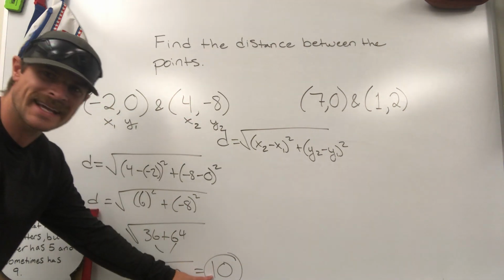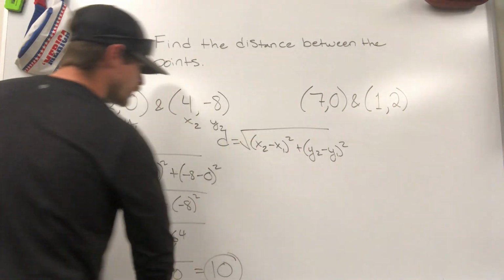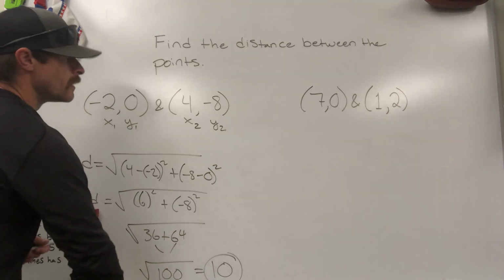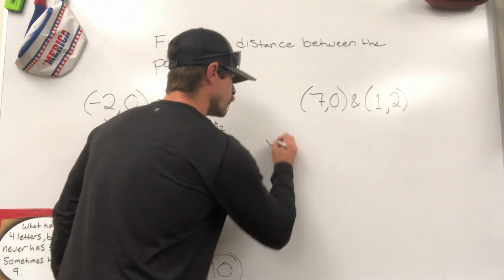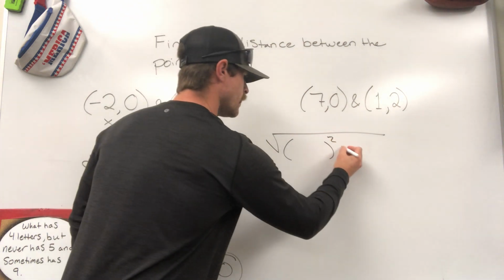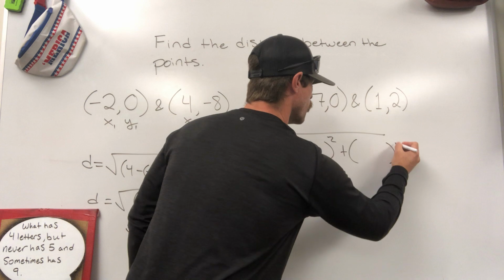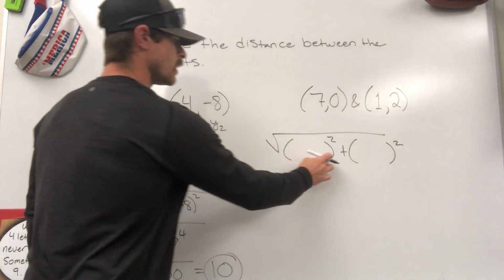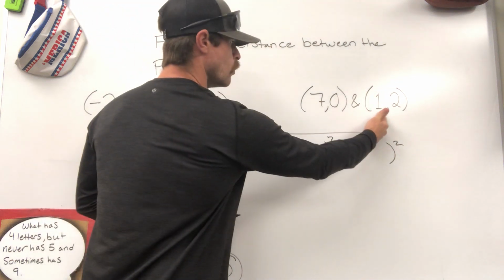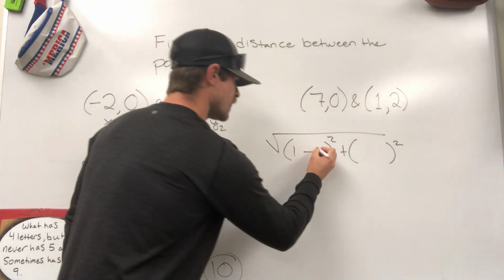Now that comes out as a nice, neat number, but what happens if it doesn't? Let's look at this example over here, work that out, and show you how we can write it out in radical form. All right, so again, square root of x2 minus x1 squared plus y2 minus y1 squared. Let's just plug our information in. Which one is my second x value? That would be 1 in this case. So 1 minus my first x value of 7.